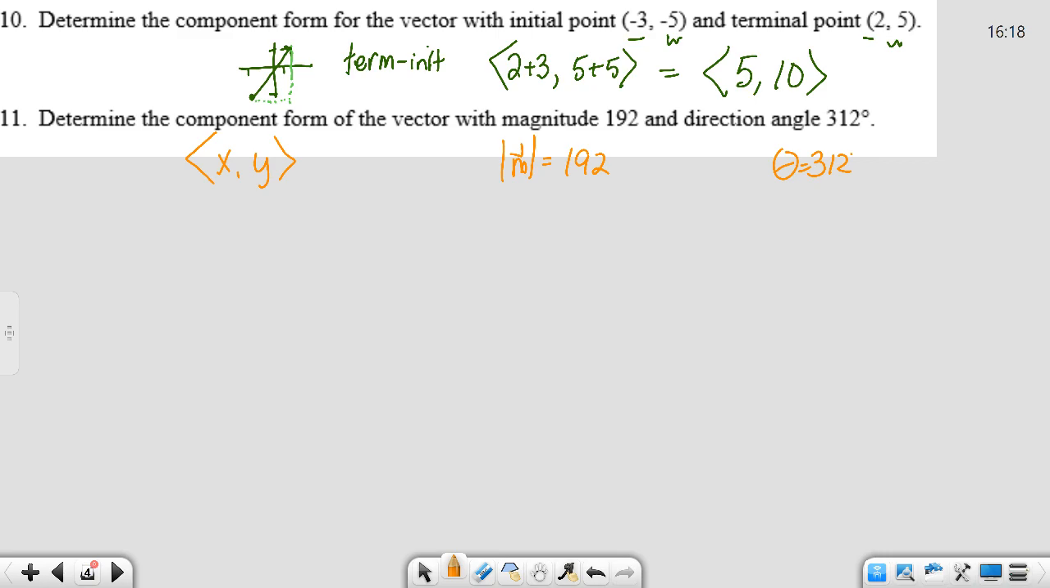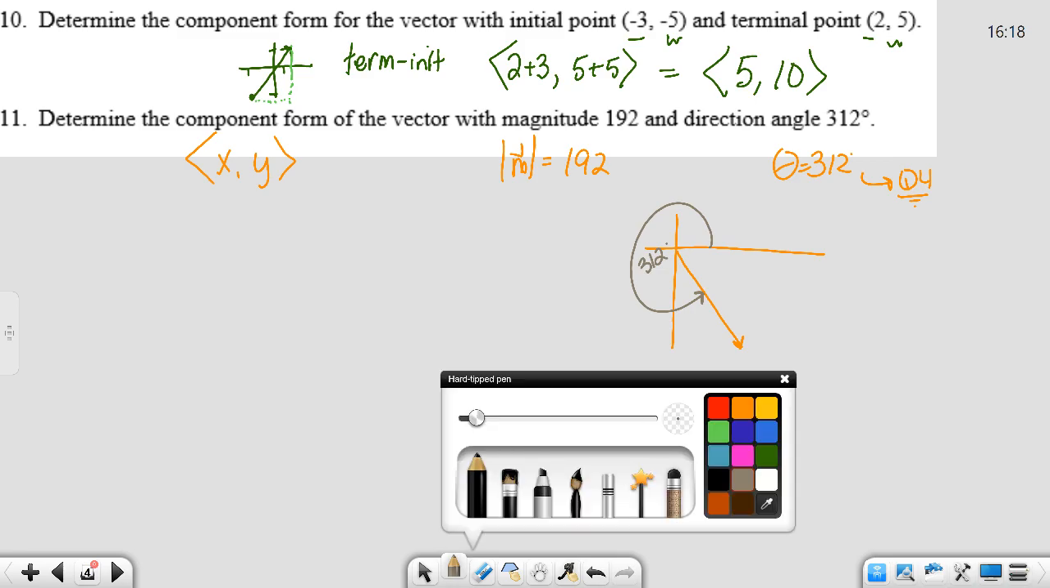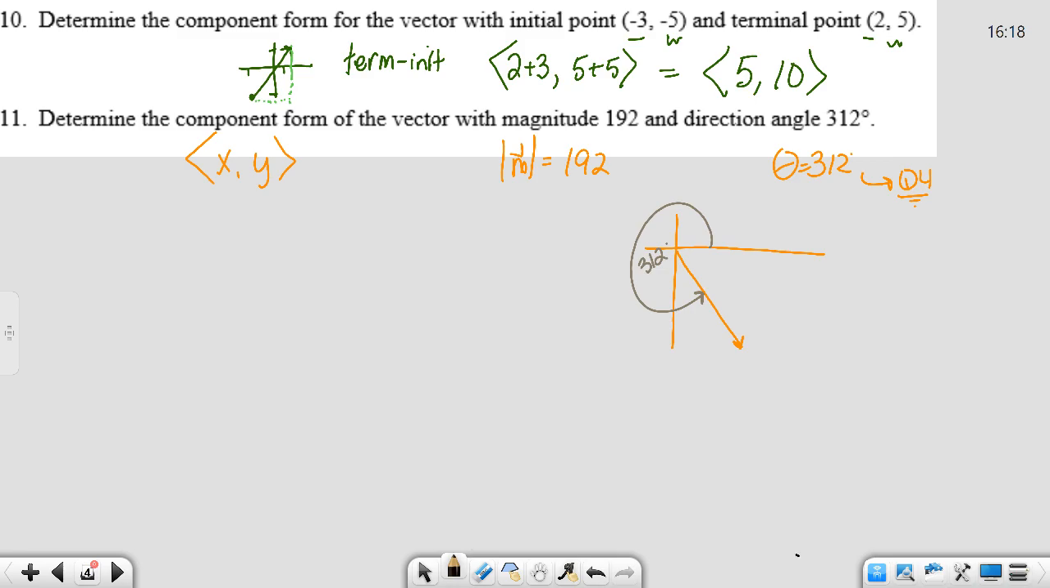Think about where that angle is, 312 degrees. That is totally for sure in quadrant 4. So I'm just going to sketch it, okay? I just need to be in quadrant 4, 312 degrees. That sounds good, right about there. And here is my 312 degrees. All right, gang, what do you think we need to do?